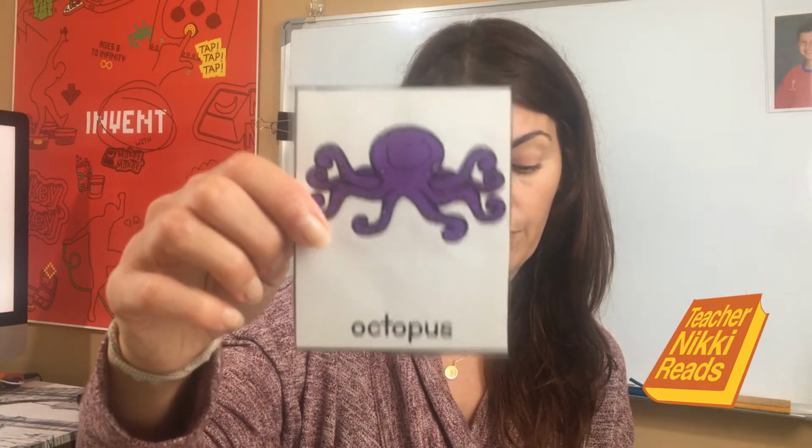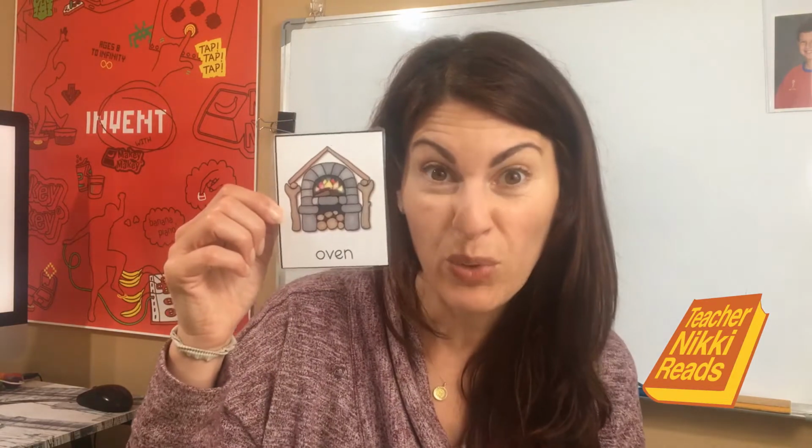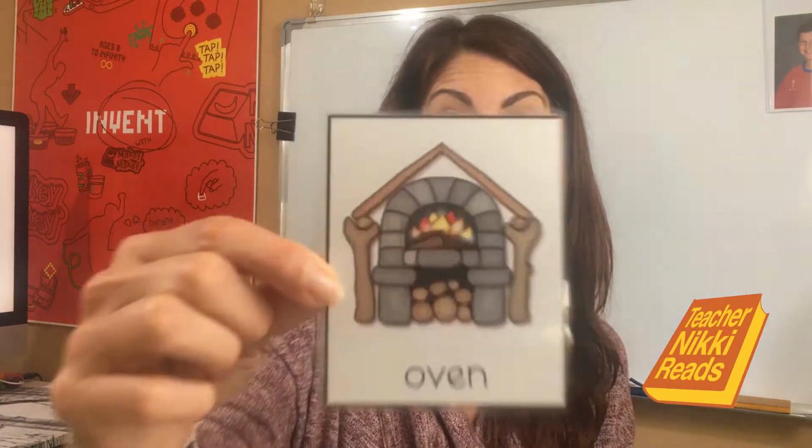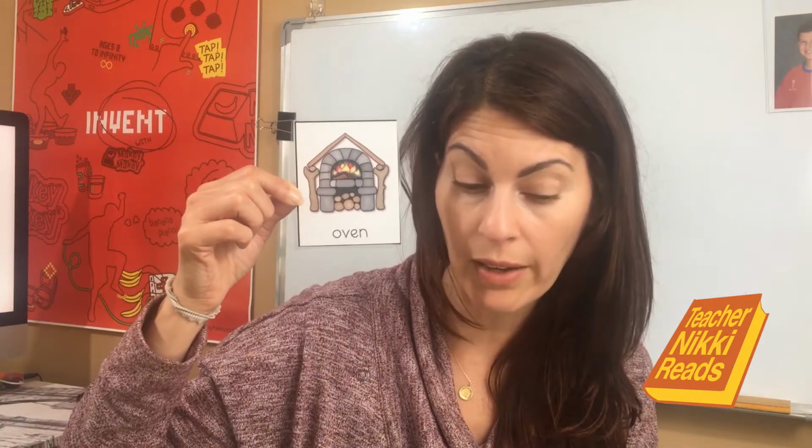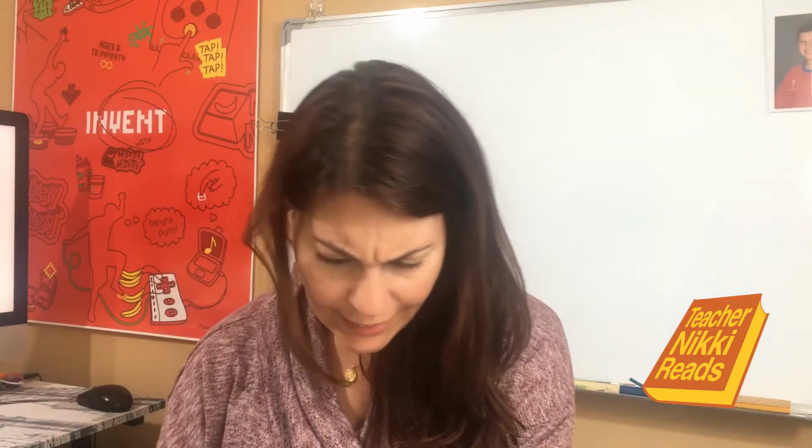Here's another picture of an octopus. Here's another oven. You can find an oven in your kitchen. This is like an old-fashioned oven, or the kind you see outside. Here's our long O, oval. The oval shape. Oval.